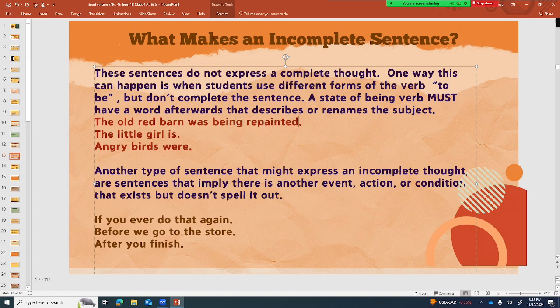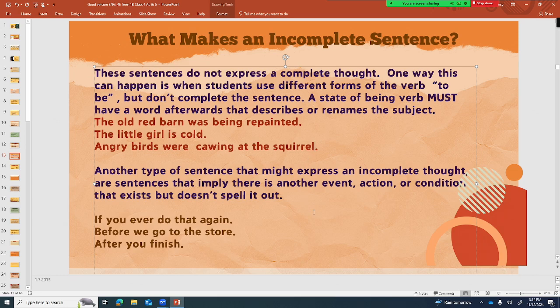Sorry, my typing's terrible. Being repainted. The little girl is, what is she? There's a subject, there's a verb, but I have to tell you what she is. The little girl is, let's see, cold. It's been simple. Angry birds were, what? Cawing at the squirrel. Okay? So whenever you have a state of being verb, those are the am, is, are, were, was, you have to have a word after it that finishes the thought. You can't just kind of leave your listener or your reader hanging.